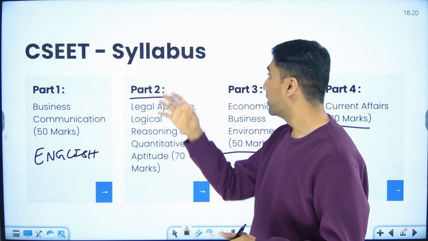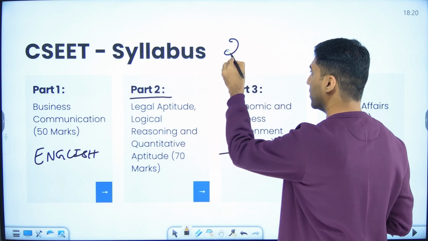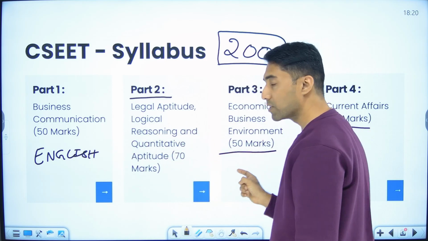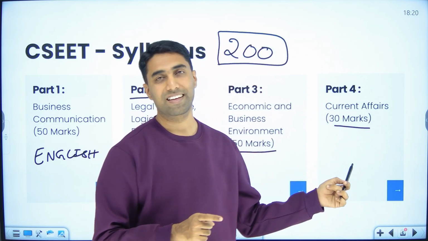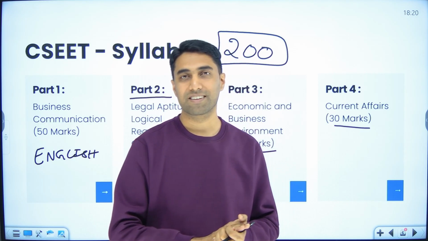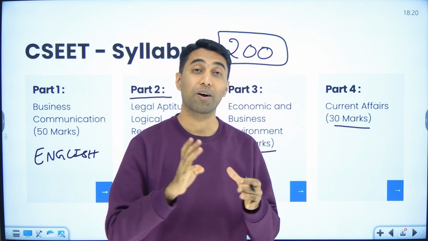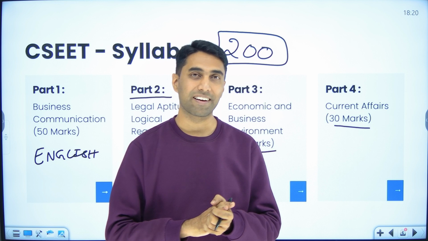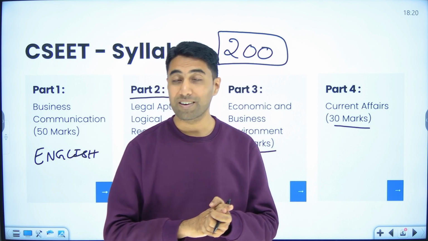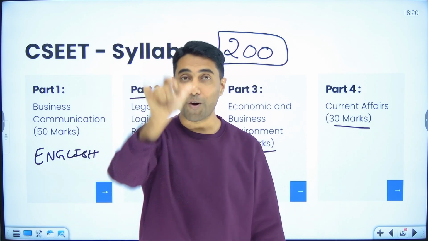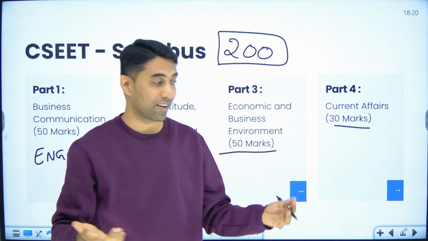So as you can see, the whole syllabus here will be coming for 200 marks. 50 plus 70 plus 50 plus 30. So in 200 marks, multiple choice questions will be there. You have to score 100 marks. And it is not difficult because there is no negative marking. You can attempt all the questions. Even if you don't know, you can actually attempt because there is no negative marking.